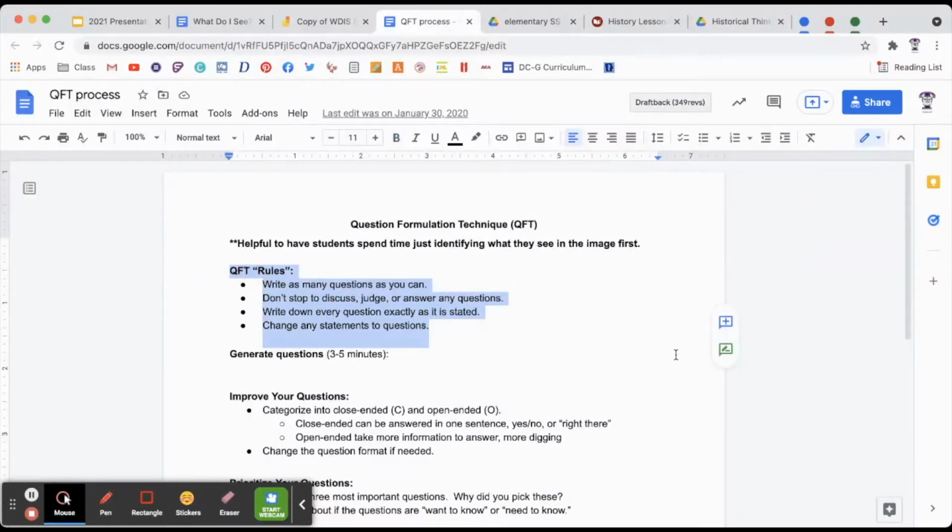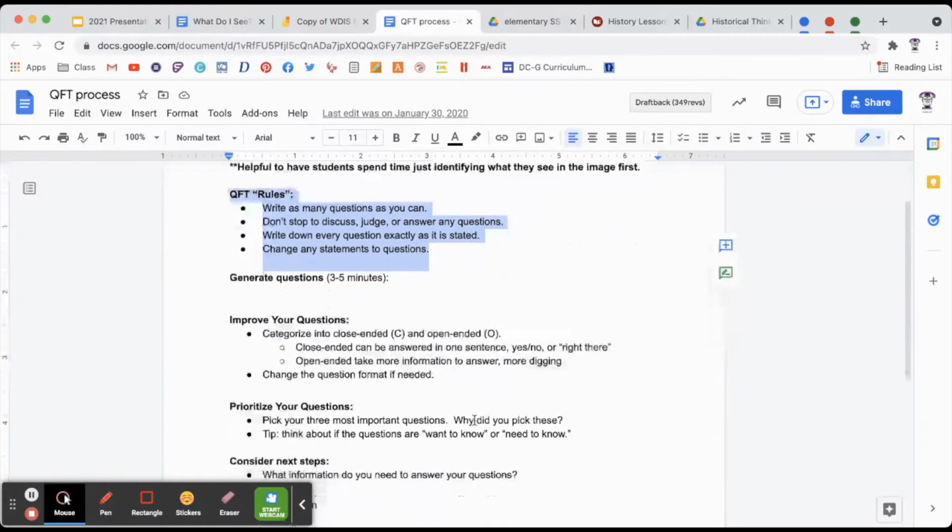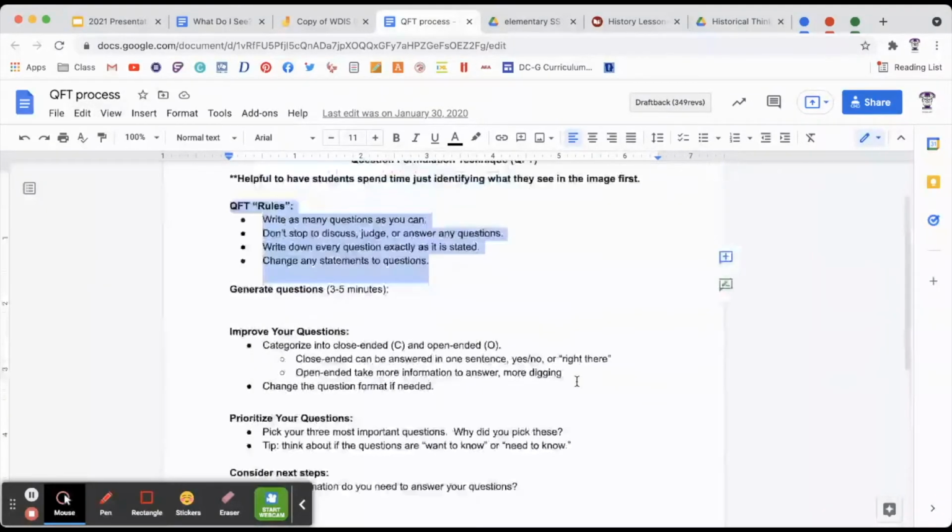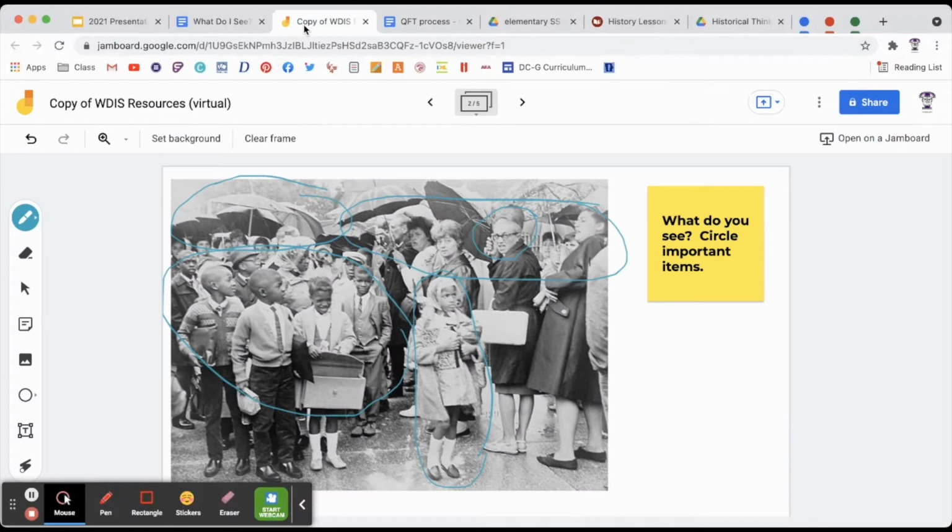So you write as many questions as you can. You don't stop to discuss, judge, or answer any of the questions. You write down every question exactly as it's stated, unless it's put in a statement, in which case you change it to a question format. So you would give your kids anywhere from 3 to 10 minutes to generate these questions. And then there's additional steps that you can go through this resource and see what the next ones are. Okay, so I would expect my students in a small group to have questions like, why are the adults mad?